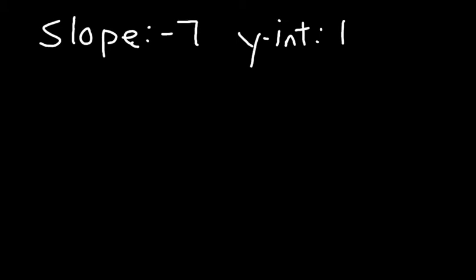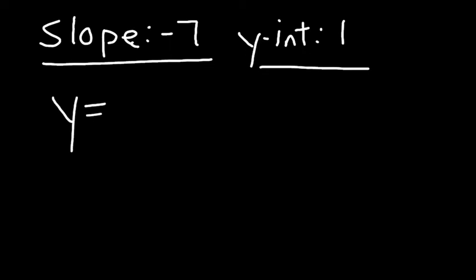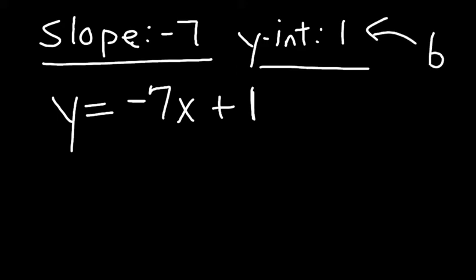Okay, one more time. This says, write an equation of the line with the given slope and y-intercept. They're giving us the slope, they're giving us the y-intercept. All we have to do is go y equals, put the slope in for m, negative 7x, plus put the y-intercept in for b. The y-intercept is always b. The slope is always m. Okay, remember, y equals mx plus b.